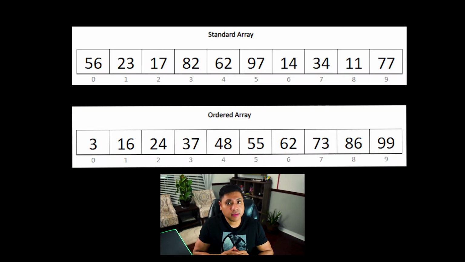To really understand this better, let's look at an example using the array data structure. Here you see two types of arrays, the standard array and an ordered array. And you already know that an array is simply a list of data elements. The main difference between a standard array and an ordered array, as you can pretty much guess, is that in an ordered array, the elements must be kept in order.